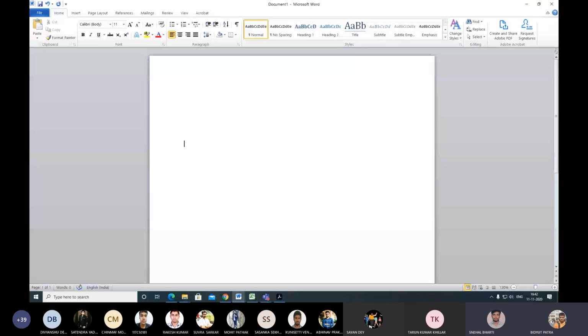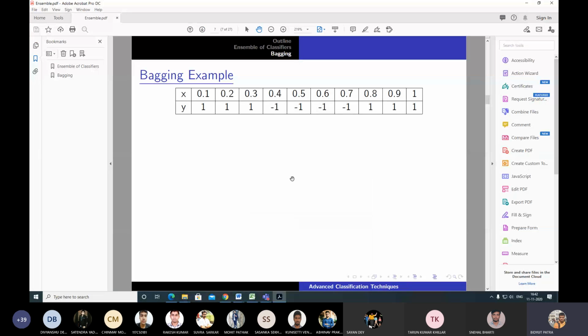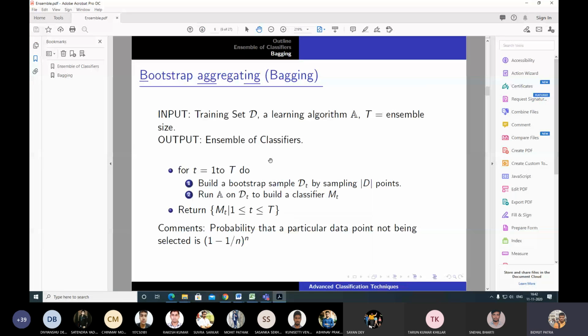So bagging is how you generate the training data set. If you use the sampling technique with replacement, that is called bagging. Once you have the different training data sets, you apply the different classification techniques. So that is bagging.